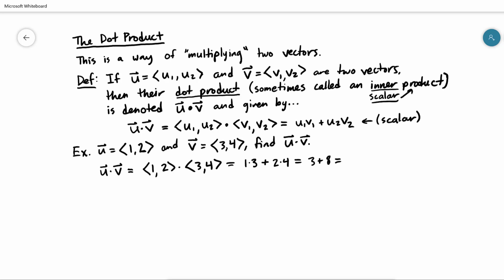When I add those two numbers together, I get 11. So the result of the dot product of these two vectors is 11. And again, it's a scalar. It's a single number. So keep that in mind. Okay.